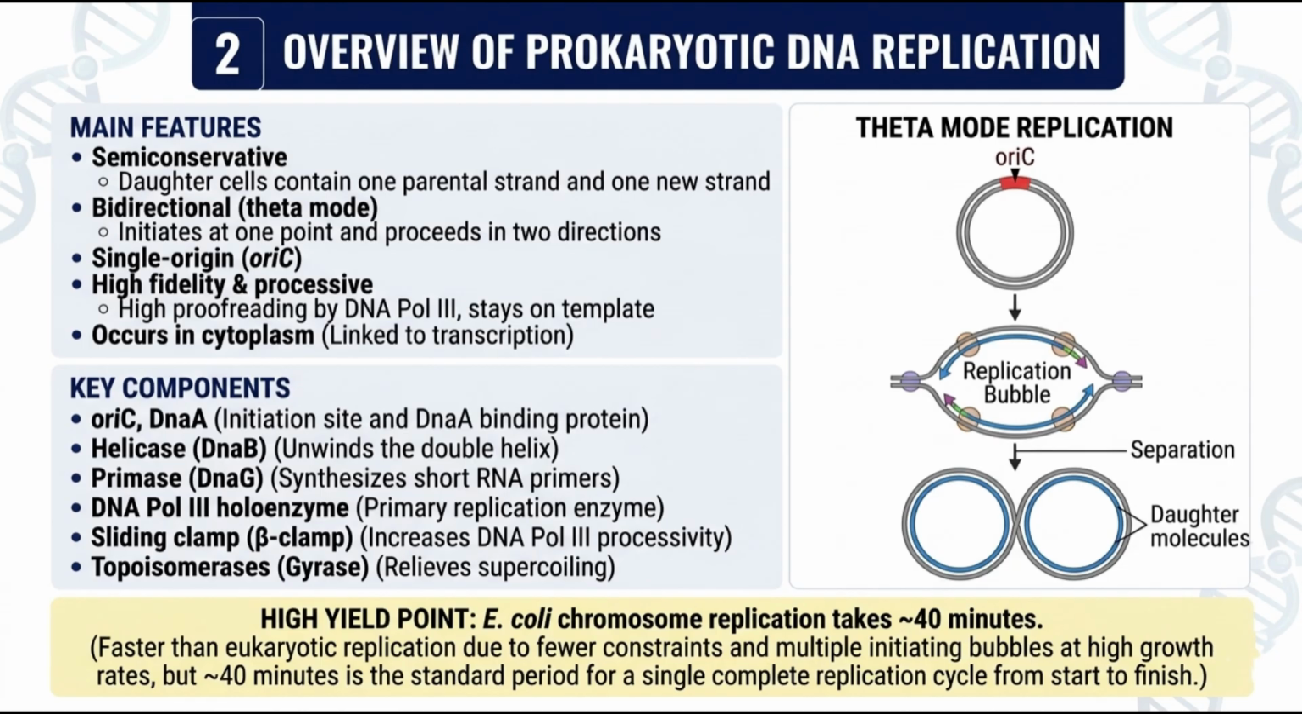Important components involved include oriC, DnaA, DnaB helicase, primase, DNA polymerase III, sliding clamp, clamp loader, and DNA gyrase. The entire E. coli chromosome of about 4.6 megabases replicates in approximately 40 minutes.